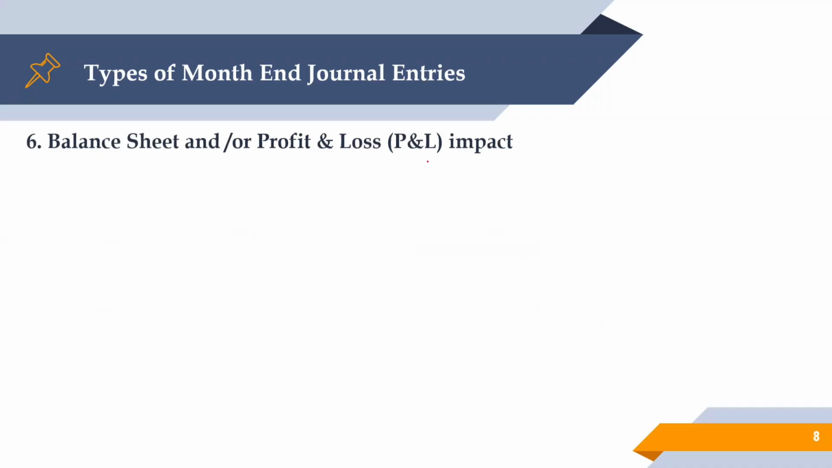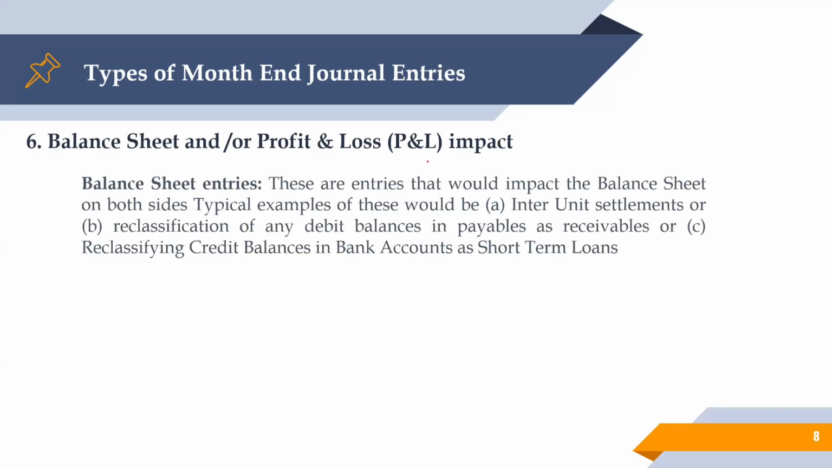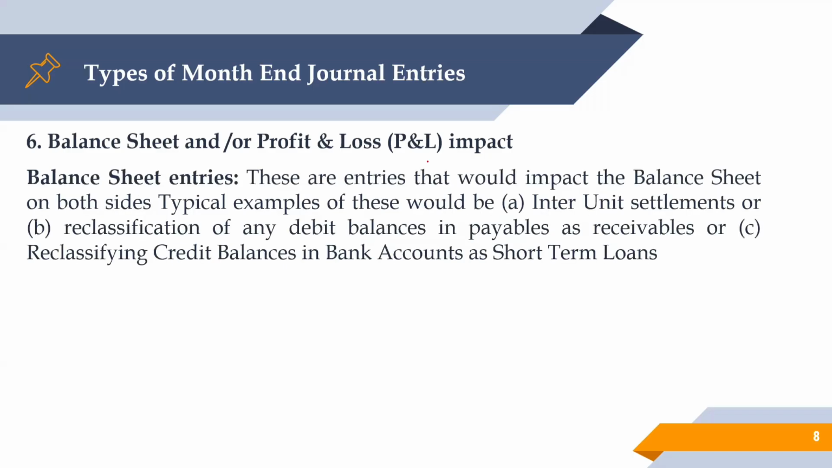Next is balance sheet and or profit and loss P&L impact. The balance sheet entries are entries that would impact the balance sheet or both sides. Typically, examples of these would be inter-unit settlements or reclassification of any debit balances in payables as receivables, or reclassifying credit balances in bank accounts as short-term loans.